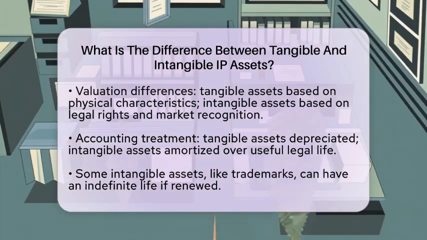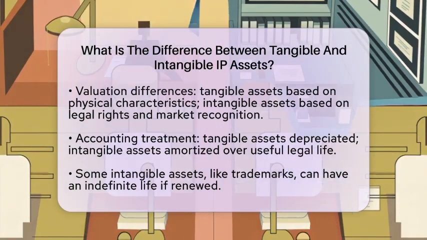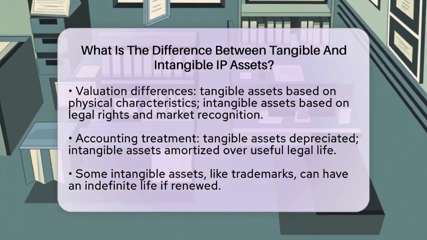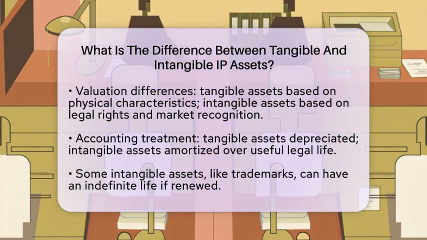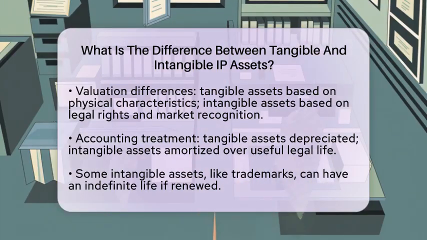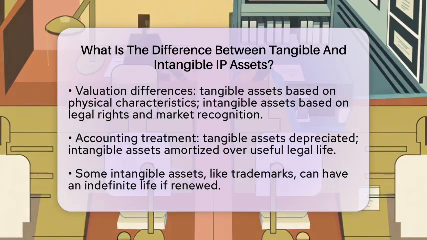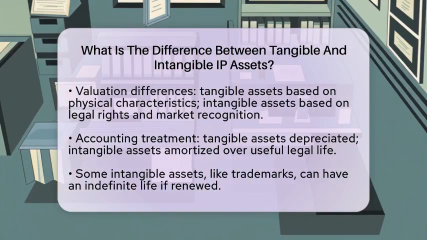When it comes to accounting, tangible assets are depreciated over time. Intangible assets like patents and trademarks are amortized over their useful legal life. Some, like trademarks, can even have an indefinite life if they are renewed regularly.